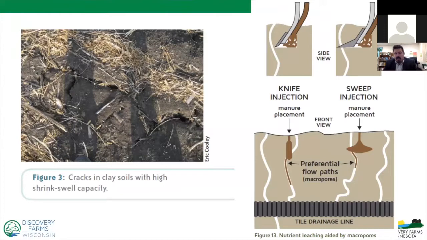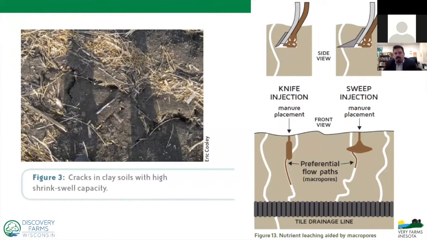Our soils in eastern Wisconsin are heavy clay soils, or heavier clay soils, and thus are more likely to have these big, what we're calling macropores or preferential flow paths. And here's a picture of some cracking in the soil surface. We talked about how we don't want the soil too wet when we're applying manure, but we don't want the soil too dry either, because then there are definitely these cracks in the soil. The manure is going to move right through.